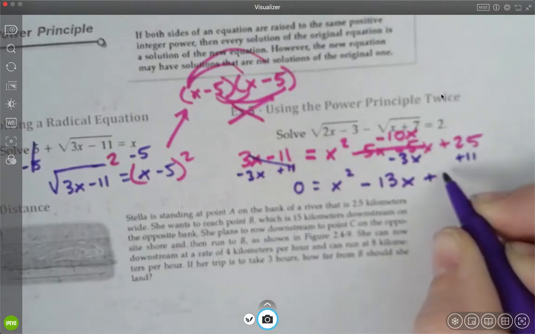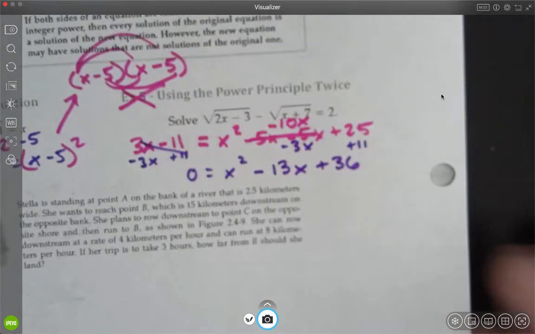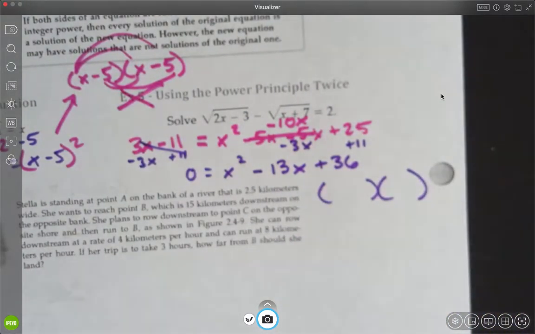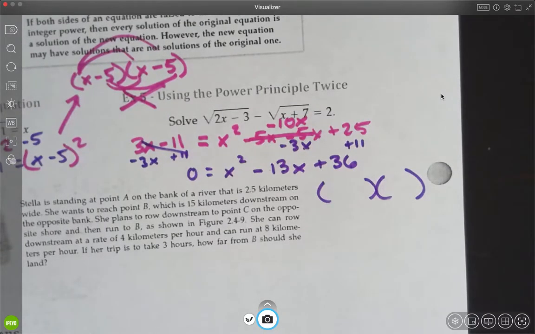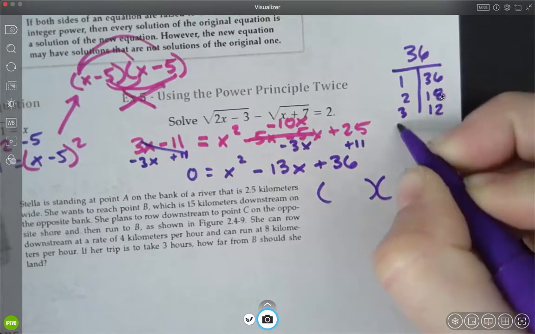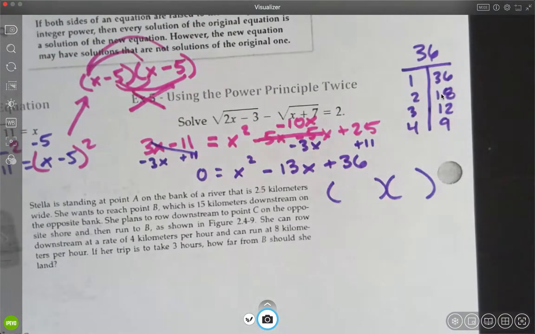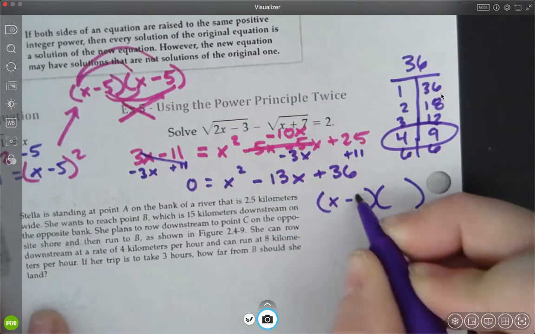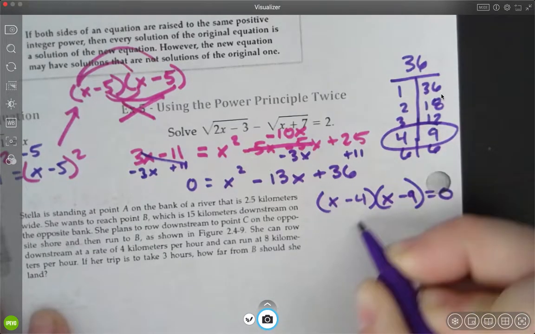13x plus 36. Beautiful. Okay, now, can that break down? Yeah, 6 and 6. 6 and 6 is 12. That's not going to work. Nope, 12 and 3 won't work. What else? 36: 1 and 36, 2 and 18, 3 and 12, 4 and 9. 4 and 9. Or 6 and 6, right? But it's 4 and 9. They're both negative. X minus 4 times X minus 9 equals 0. So x equals?